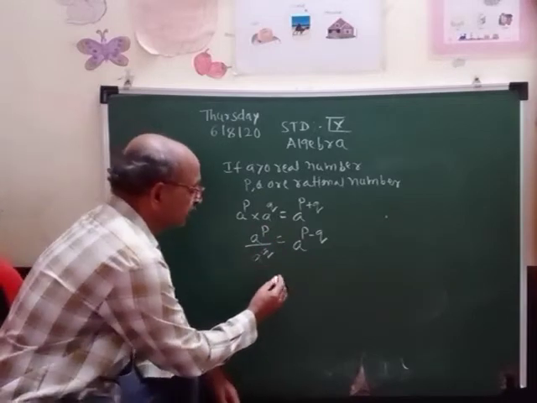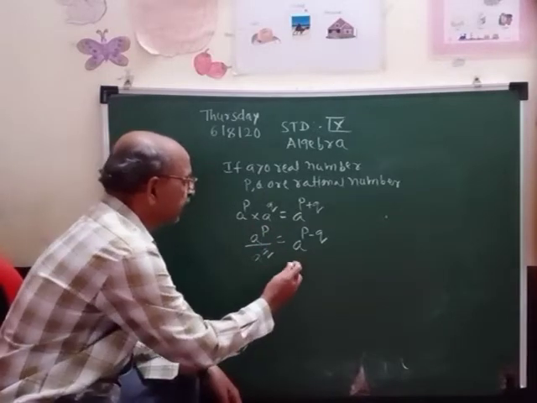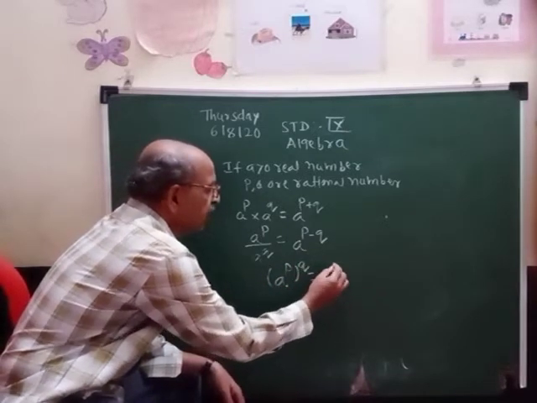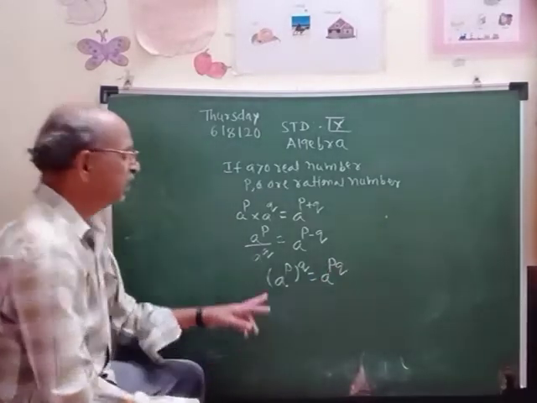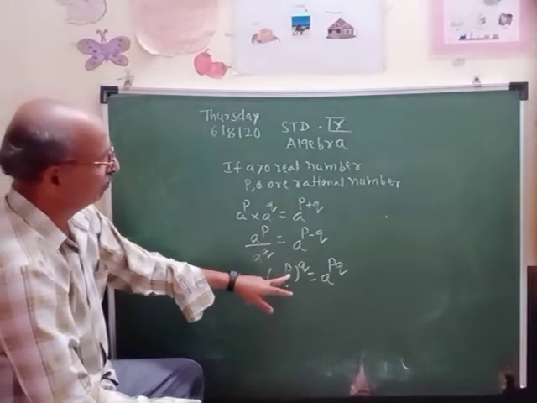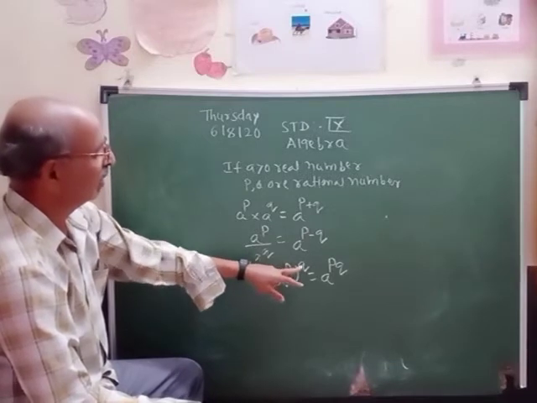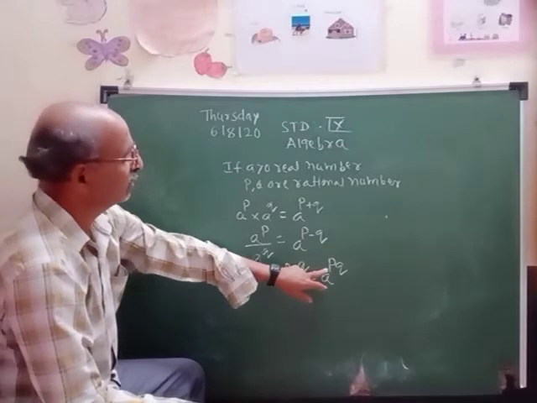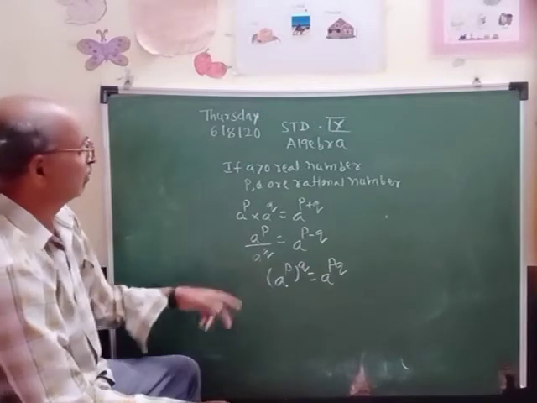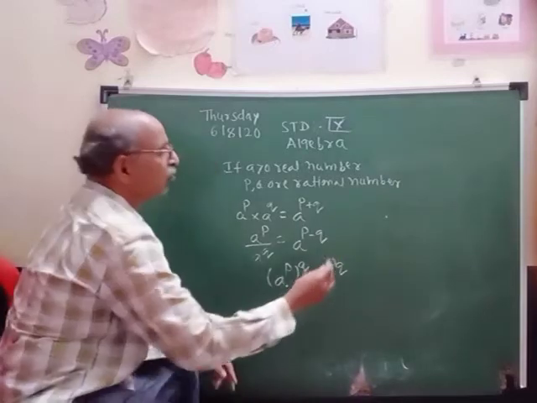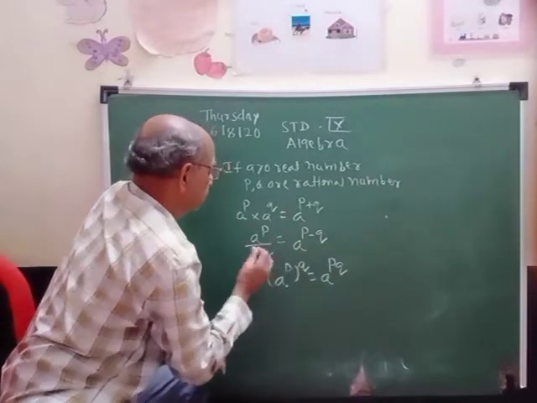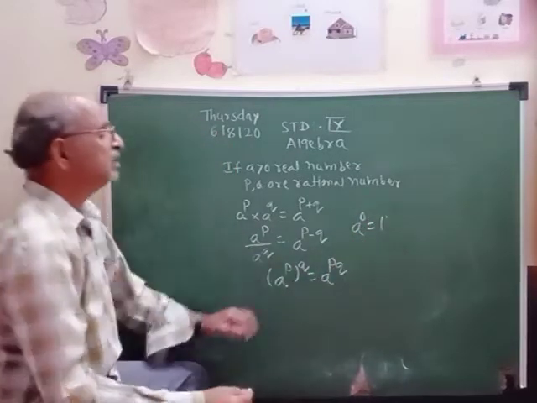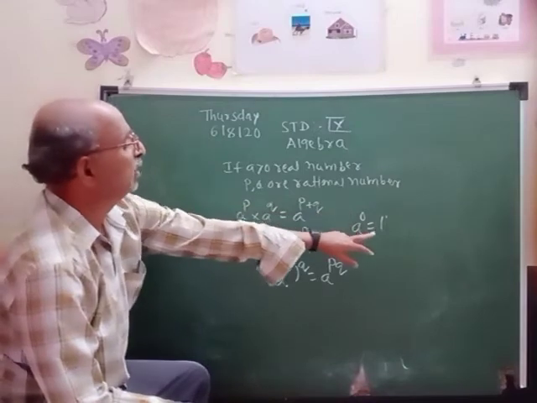Third is called power of power, a raised to p, bracket raised to q. So it is a raised to pq. The first index is for a raised to p and again bracket raised to q is there. Then it is called power of power, so a raised to p into q. One more rule: a raised to 0 is 1. If the index is 0, then the value is 1.